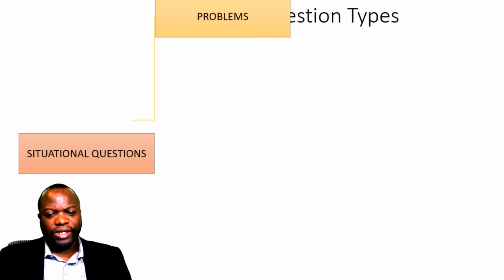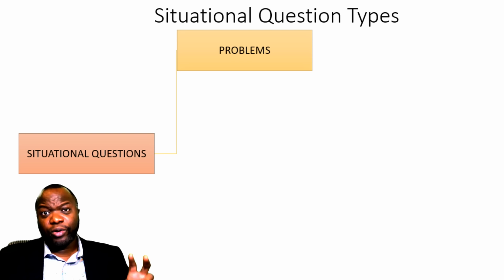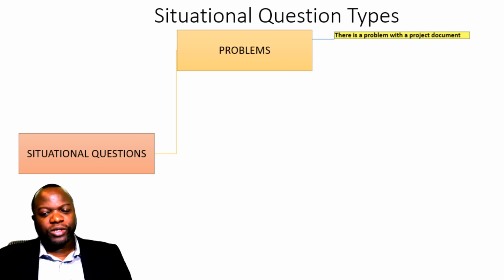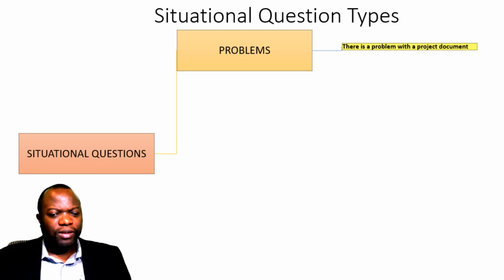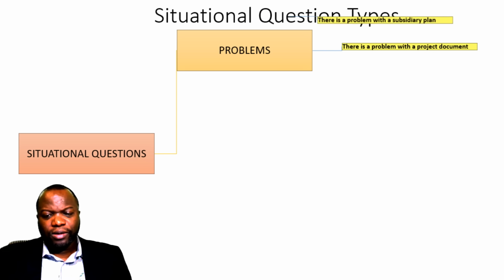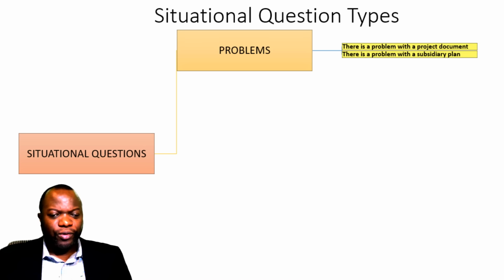So let's go a little bit deeper here. You're going to have problems to solve. You're a project manager on a project, but a project could be a problem. There is a problem with a project document, and that problem will be described. Maybe it's missing, maybe it's incorrect. What should you do?